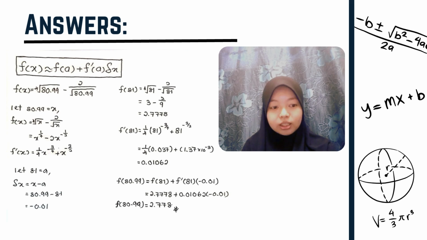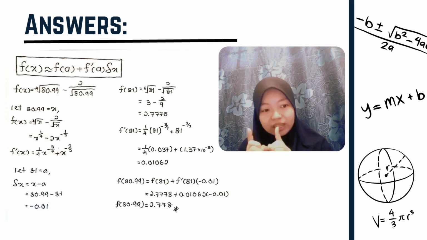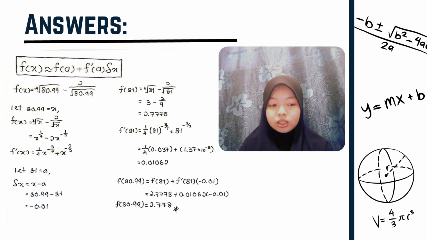So f prime x is equal to 1 over 4 x to the power of negative 3 over 4 plus x to the power of negative 3 over 2. After that, we need to find the delta x. Okay, remember that delta x is equal to x, which is the given value, minus a, which is the new given value from the question. So from our question, delta x is equal to x minus a, which is 80.99 minus 81, because let's assume that 80.99 is near to 81. So from that, we've got delta x equal to negative 0.01.